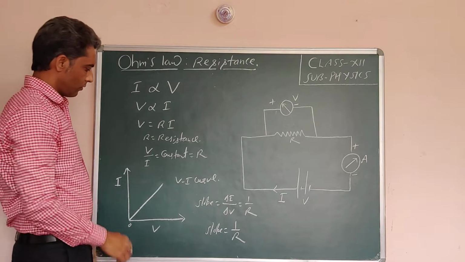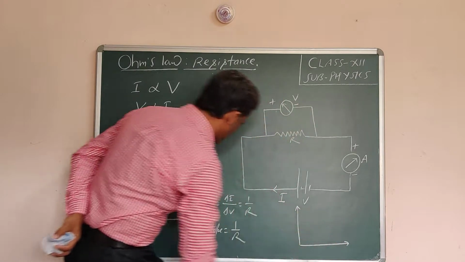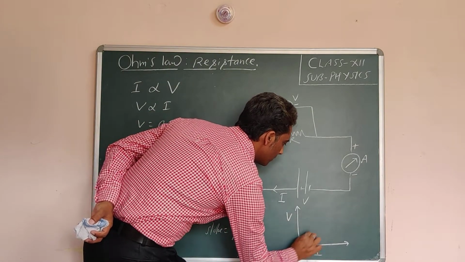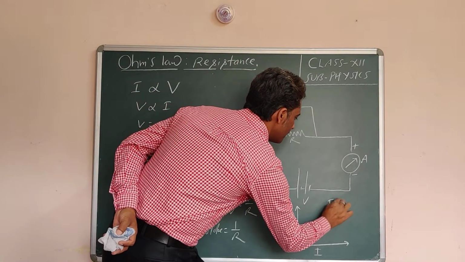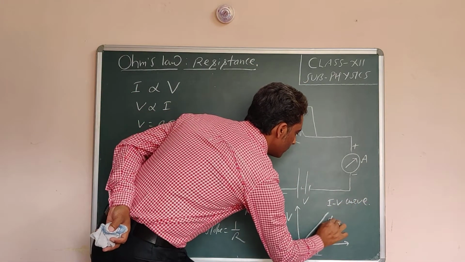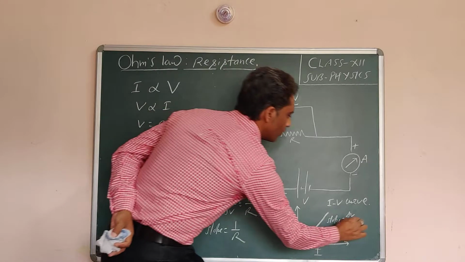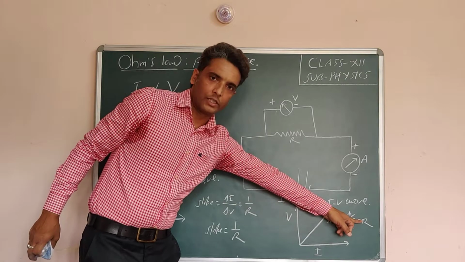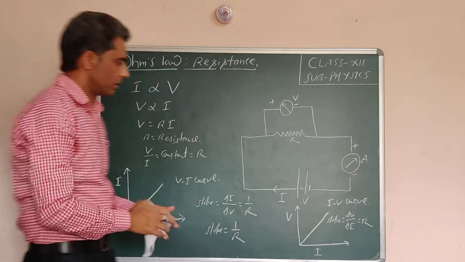We can also draw a graph between these two terms by taking potential difference along the y-axis and current along the x-axis. Again this curve will be a straight line, and this curve is known as the IV curve. So in this case slope is equal to del V over del I, and that is equal to R. Means here slope directly gives the value of resistance. So in this case, the larger the slope, the larger will be the resistance.